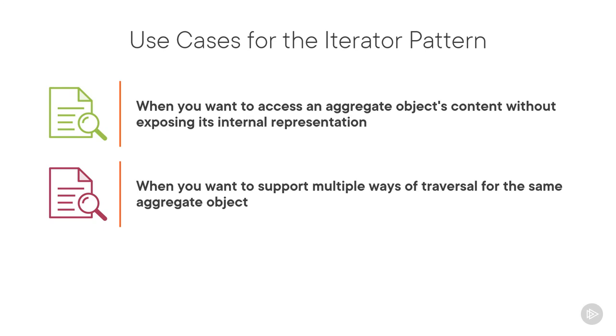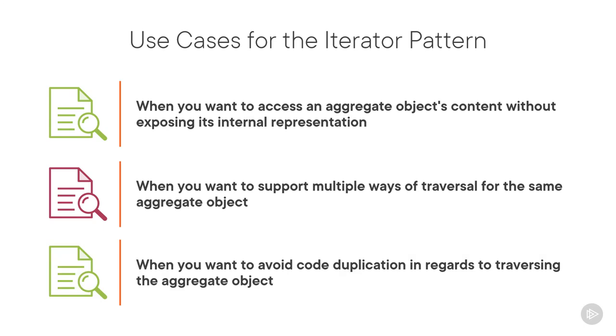And yet another one is avoiding code duplication. If the way you want to traverse a structure is complicated, chances are it's not trivial to write. If in such a case you want to traverse your structure in multiple places in your app, it's a good idea to put that code in an iterator to avoid code duplication. Let's have a look at the pattern consequences.